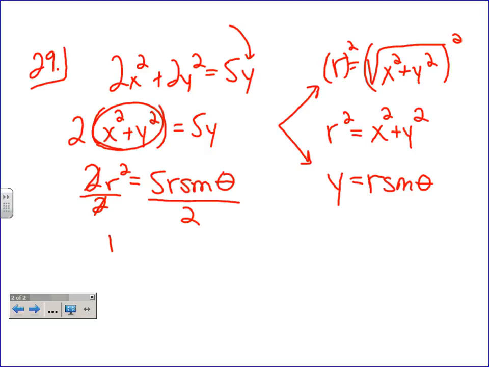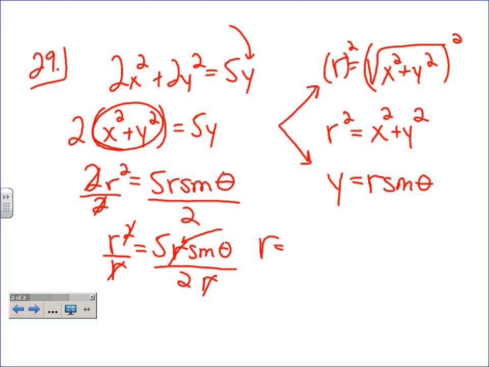What they did basically said, okay, if I got an r squared here, that's good, but I don't really want an r there. So let's divide both sides by r. If I divide this side by r, it cancels. Divide that side by r, it cancels with one of them. So r equals, and they probably wrote it as 5 halves, this 5 divided by 2, and then sine of theta. And that's probably one of the easier ways of getting that one done.